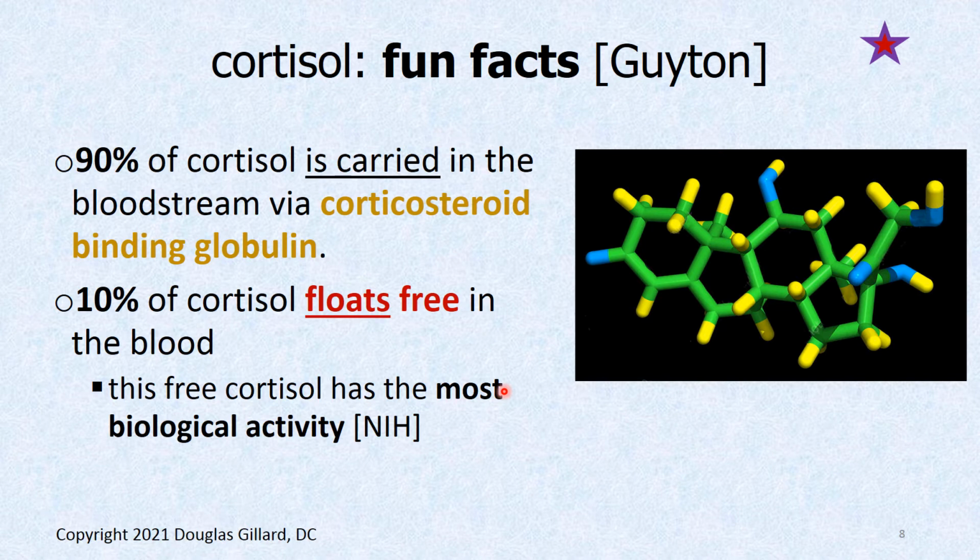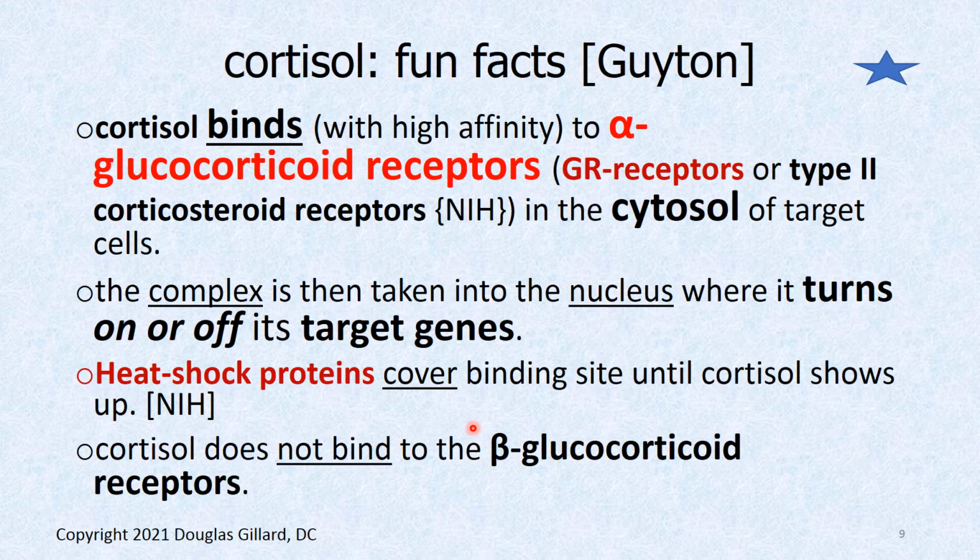Some fun facts: 90% of cortisol is carried on corticosteroid binding globulin. Only 10% floats free in the bloodstream. Free cortisol is more biologically active than bound cortisol.